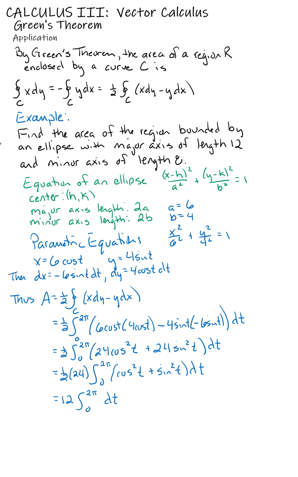Integrating dt, we just get t, so that's 12t, evaluated from 0 to 2 pi. Evaluating at 2 pi, we get 24 pi. Evaluating at 0 is just 0, so this simplifies to 24 pi. So the area of the region bounded by our ellipse is 24 pi.